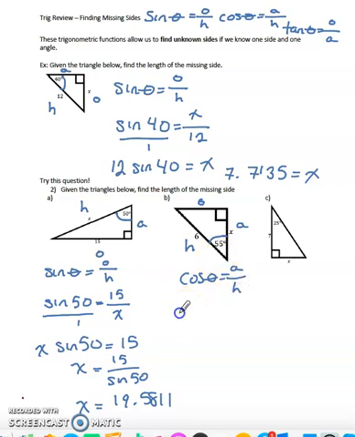So cosine of 55, adjacent is x, hypotenuse is 6. So 6 times cosine of 55 is x. And if we do that calculation on our calculators, we'll get that x is 3.4415.